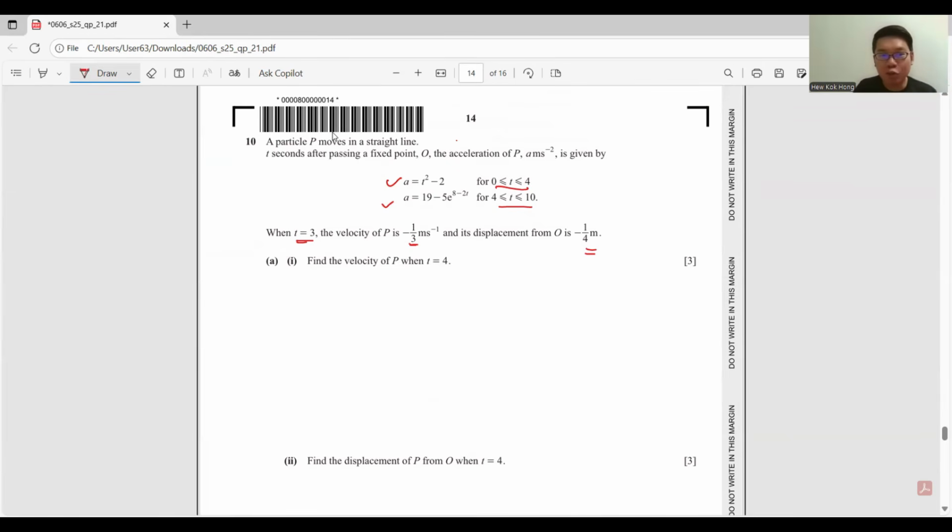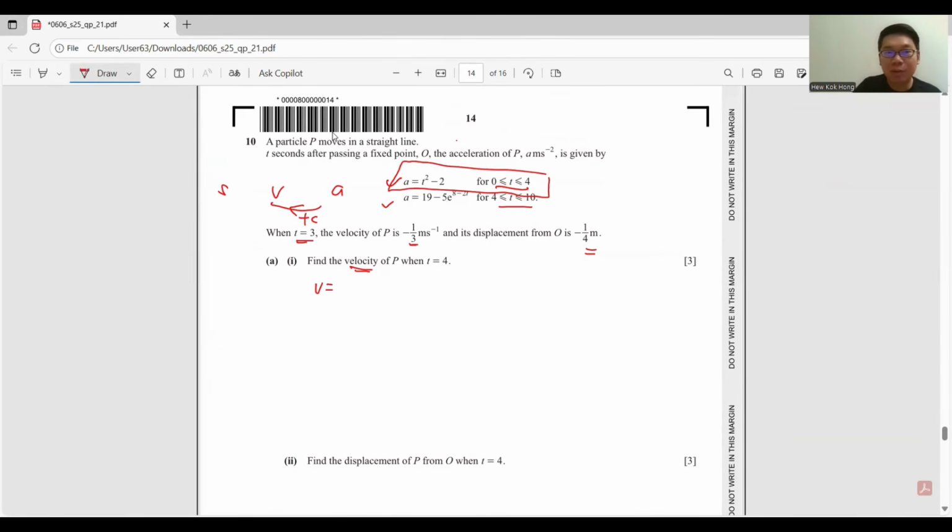First part, they ask you what is the velocity when time is 4. So you need to find the equation of velocity first. From acceleration, go back to velocity. We need to do integration and find plus c.